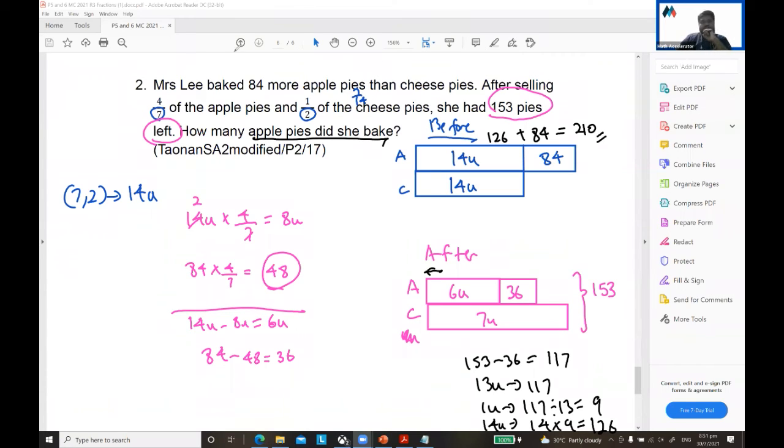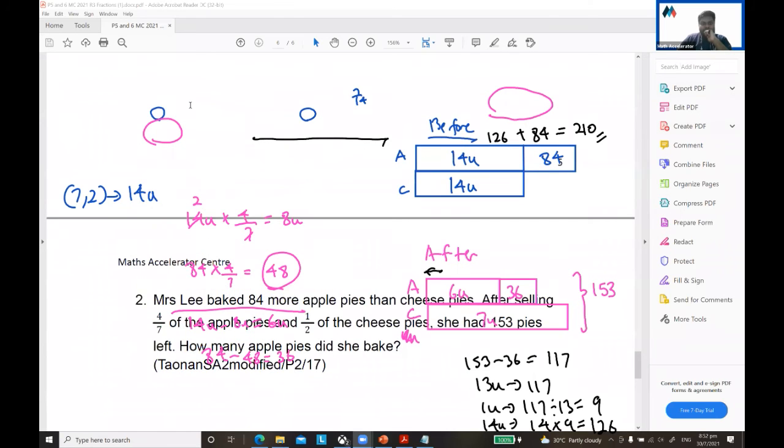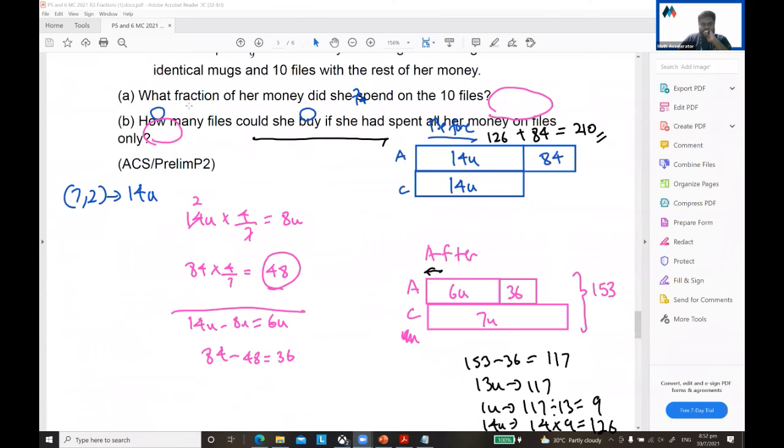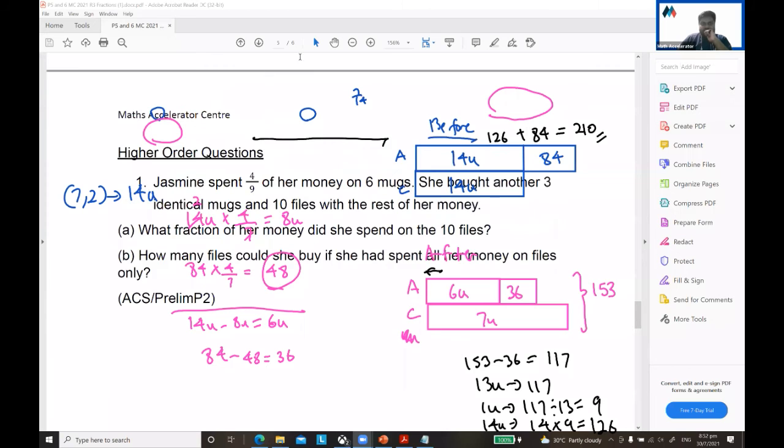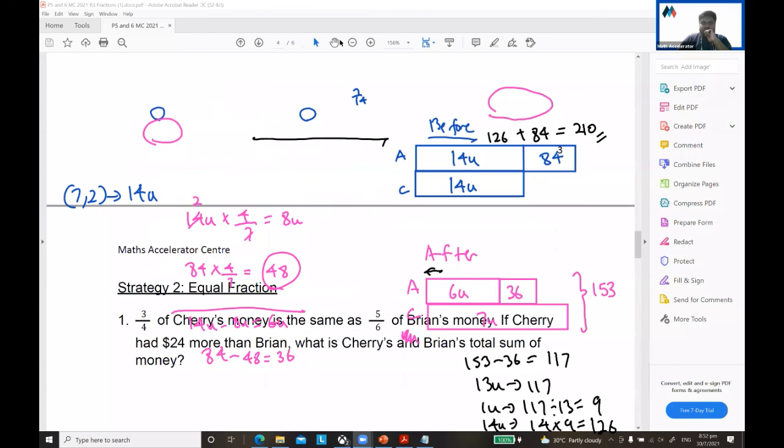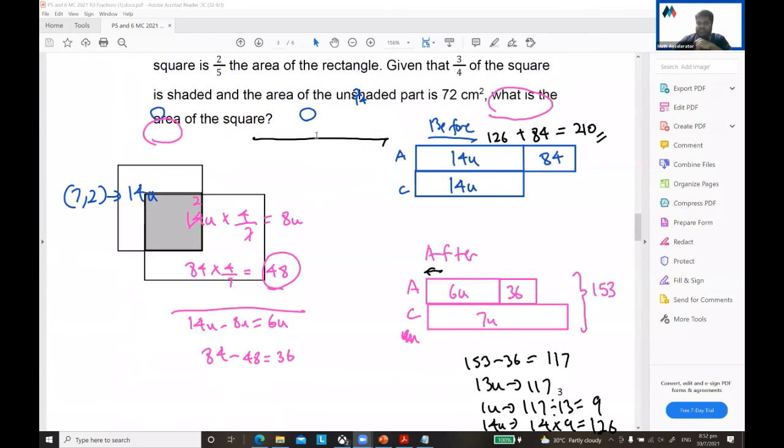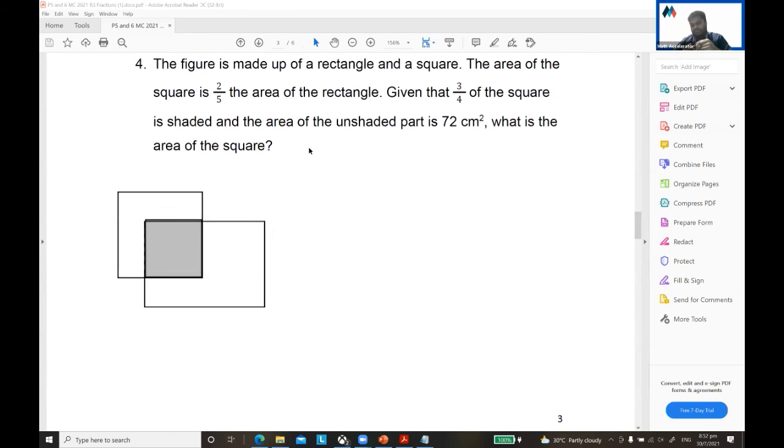Okay, class. So earlier I messed up question 4, right? So I'm going to go back there now. Strategy 1, question 4. So let's go and do that now. The figure is made up of a rectangle and a square. The area of the square is 205, the area of the rectangle. So can you type in the chat? The square is to rectangle, what is the ratio? Okay, for those of you who just came back, I'm on page 3, question 4.